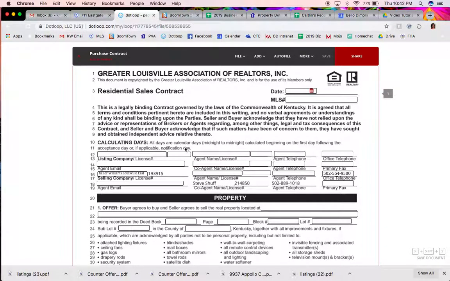Calculating days, this is an important piece. It's midnight to midnight and it starts the day after a signature. So, for instance, today, as of this video, it is August the 15th. And if I get this contract or this offer I'm about to write accepted, then our contract date is August the 15th, but day 1 starts tomorrow. So day 1 does not start the day that the signature is obtained, it starts the day after. And all days are calendar days, not business days.